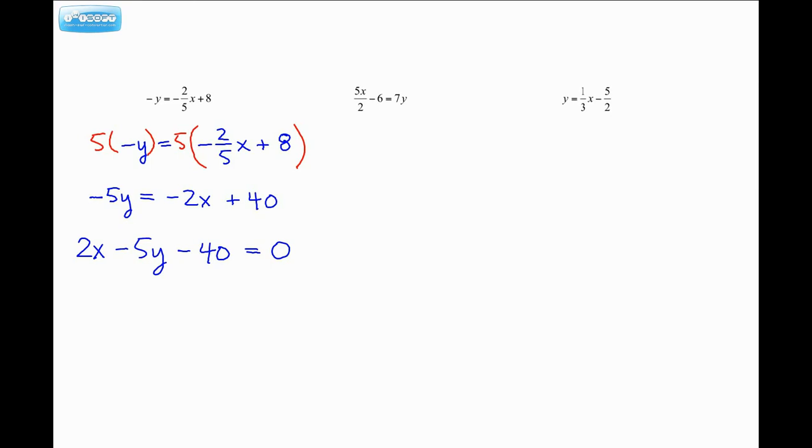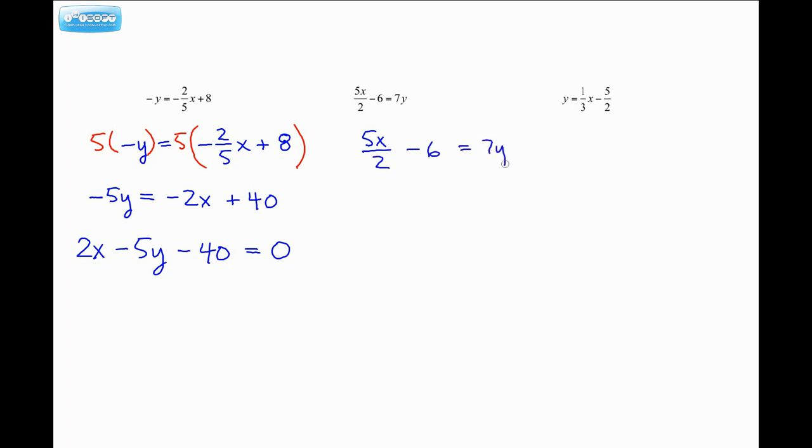Next example. Notice how the x is actually written in the numerator this time. That's fine. It could just as easily have been written out here in the middle. But we do have a fraction to get rid of, so we're going to have to multiply everything by 2. I'll write it out again: 5x over 2 minus 6, and that is equal to 7y.